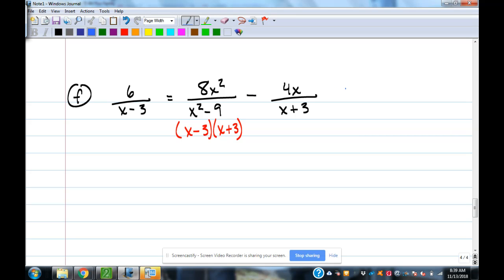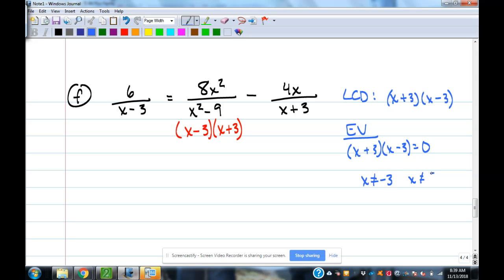What would be our least common denominator? Yeah, technically it's x squared minus 9. I'm going to write it as x plus 3 and x minus 3. And we take that and find our excluded values. So x can't be negative 3. x can't be positive 3. Those are excluded values or our restrictions. Restricted values, restrictions on the domains, another way of saying that. That's what we say in college algebra. It's restriction on the domain.